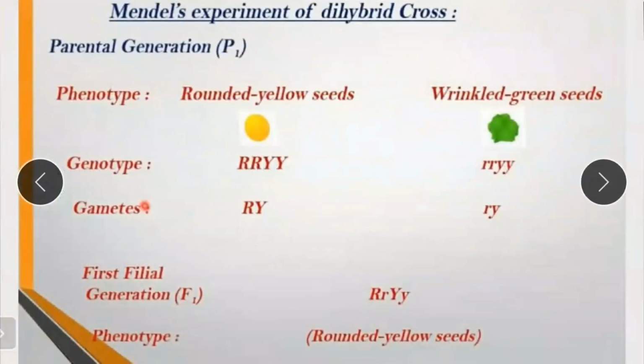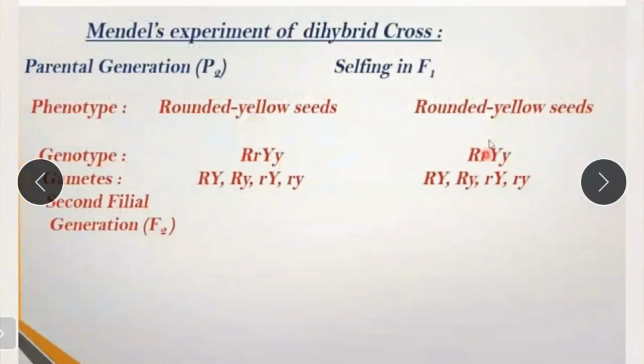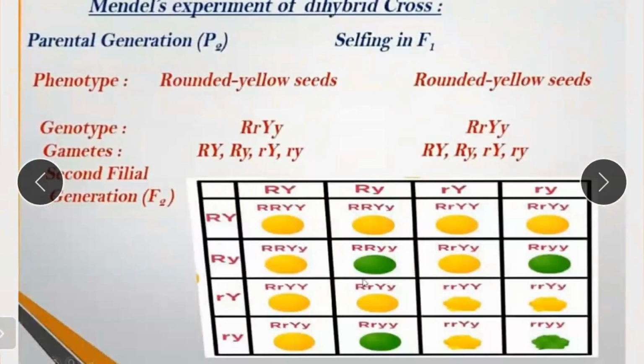Then see here, you can see the phenotype, genotype and the gametes which we have seen here. So in the first filial F1 generation, what phenotype did we get? Rounded yellow seeds. Now in the parental generation, when the rounded yellow seeds were crossed, what gametes did we get? We got 4 gametes. So in the second filial generation, with the help of the Punnett square, we can see here how many plants we get.